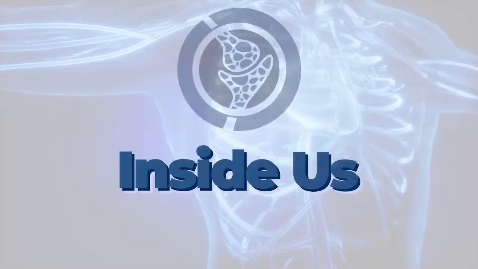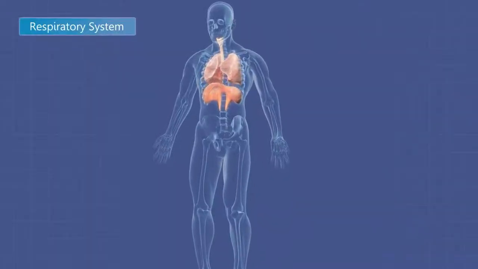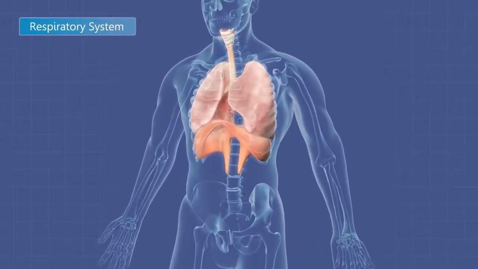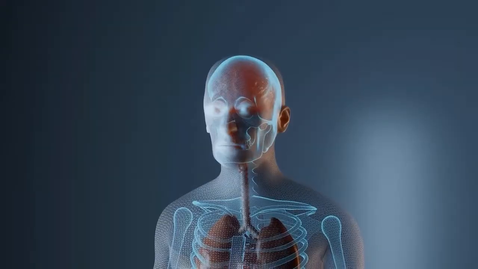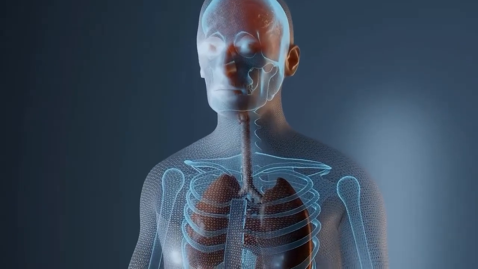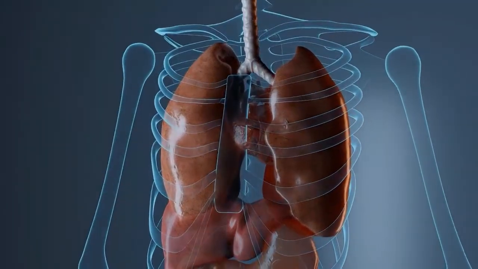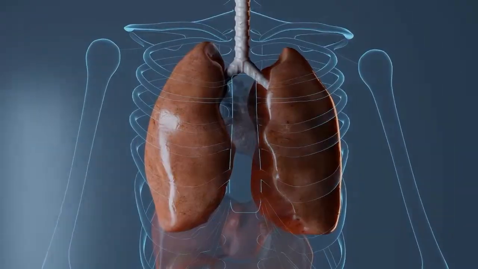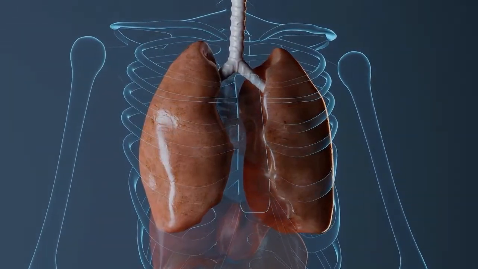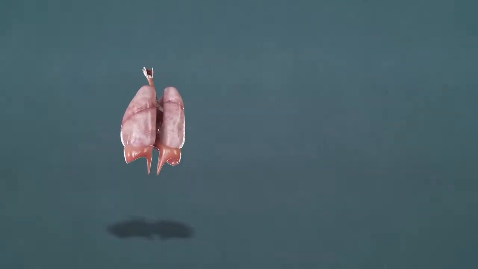Hi, and welcome to Inside Us. In this video, we will talk about the respiratory system and its role in the formation of the human body. The respiratory system is a group of organs responsible for taking in oxygen, eliminating carbon dioxide, and maintaining proper pH balance in the body. It consists of the nasal cavity, pharynx, larynx, trachea, bronchi, bronchioles, and alveoli.